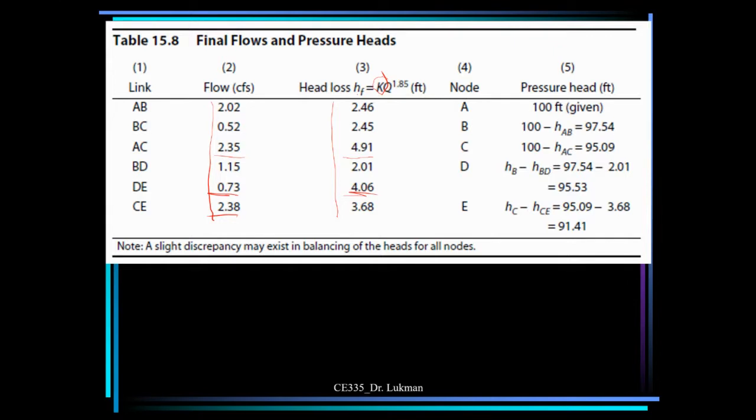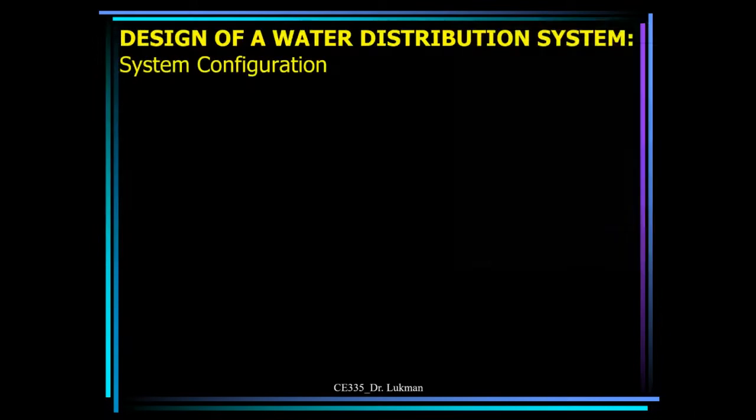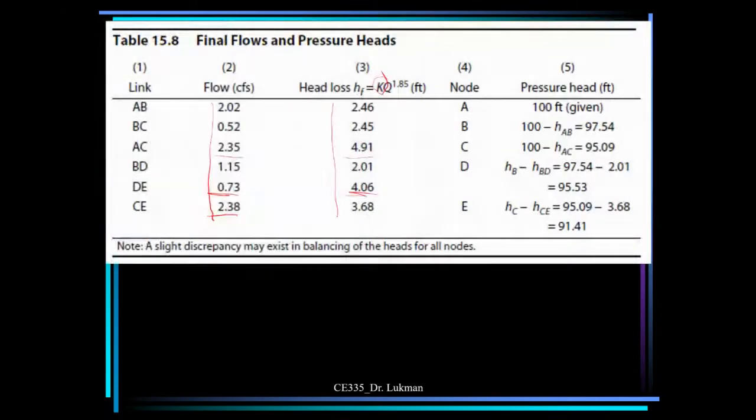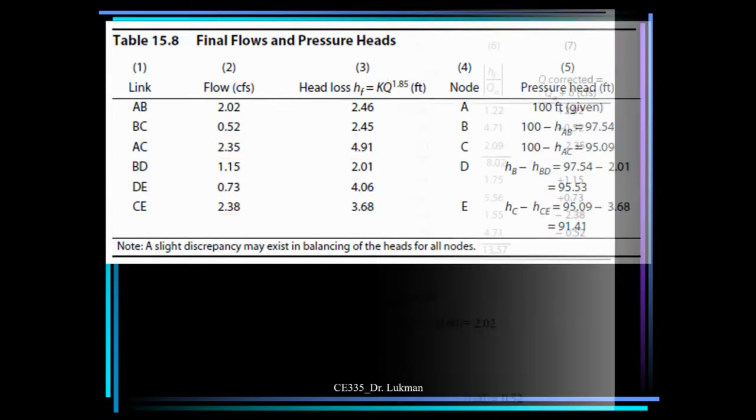Now, let's move to the nodes and calculate the pressure head for each node. We were given the pressure head at one point, and this is usually the case. We'll be given the pressure head at one point, and this pressure head will be reducing as the flow progresses to the subsequent points, because this is the inflow.